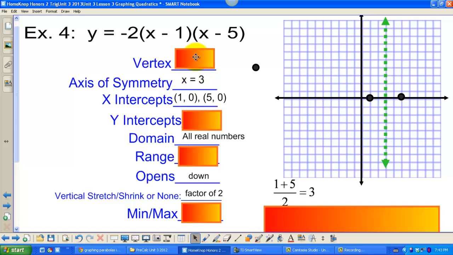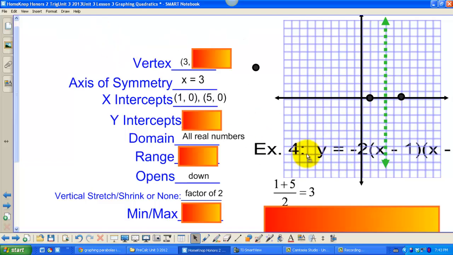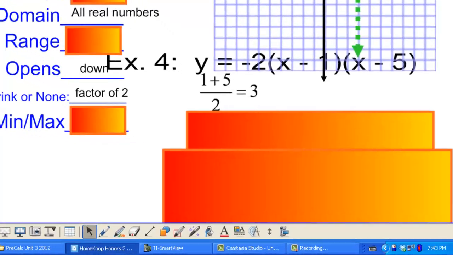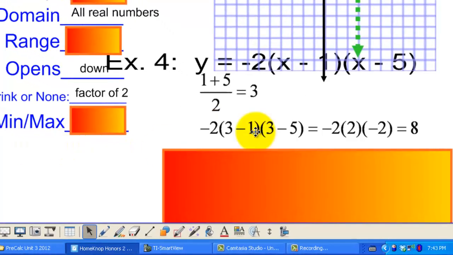Now, if I know that the axis of symmetry is x equals 3 and the vertex has to lie on the axis of symmetry, I know that the x-coordinate of my vertex is 3. So I have to do a little bit of work. Okay, I know that this is my equation, and so I have to substitute 3 in for x. So I'm going to take -2 times 3 minus 1 times 3 minus 5, which yields -2 times 2 times -2, and I get 8.